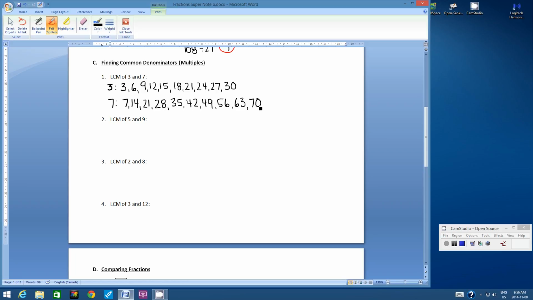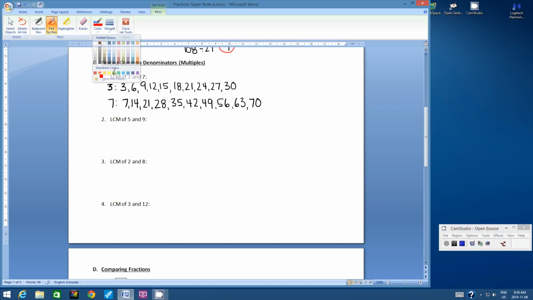All right, so I've completed my list for the multiples of 7: 7, 14, 21, 28, 35, 42, 49, 56, 63, and 70. Now let's look at this word in here, common. Common means I'm looking for numbers that appear in both the top list and the bottom list. And L stands for lowest, so I'm looking for the first number that appears in both lists.